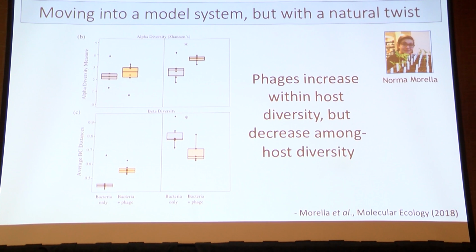Oh, and then there's a third treatment here, which is the subviral fraction, and I will point you all to Norma's poster to figure out the cool thing that happened there. All right.